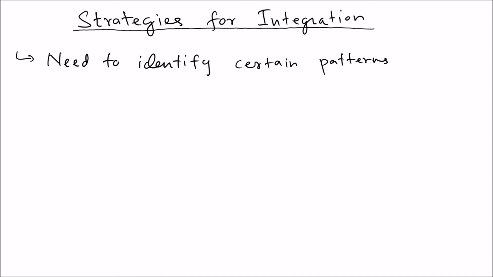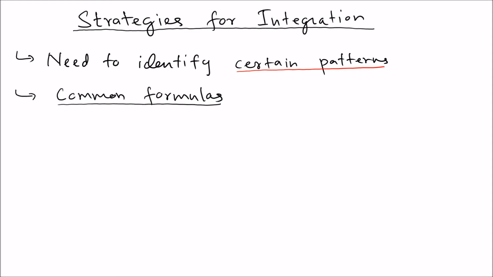So we're going to start with what we call common formulas. What are the common formulas that we have? Again, we're going to identify certain patterns. That's the first thing, and under that, we're going to go with common formulas. We're going to start with the four major formulas. I'm going to call this the power rule. So let's talk about the power formulas.